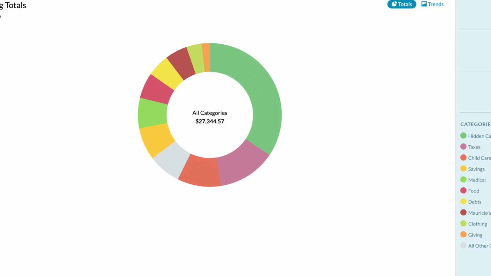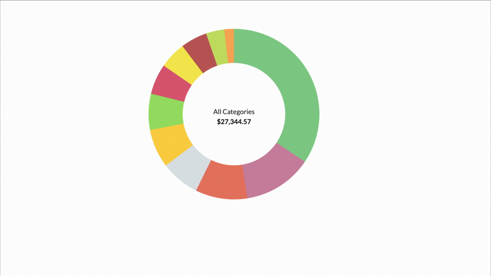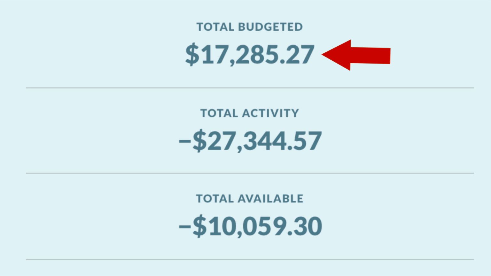So it actually looks like I earned $27,344.57 this month, which I did not, because that's the money that was dropped into the account on the first day of the month, plus all the money that we earned this month, plus all the money that came in from sinking funds. So the actual income that we're operating with this month is $17,285.27. Now, that is not what we earned. That includes sinking funds that were deposited into my checking account.